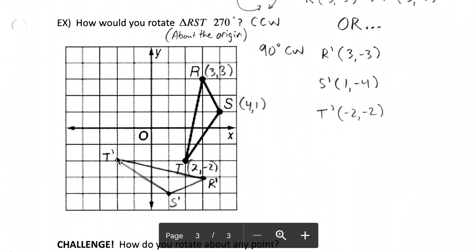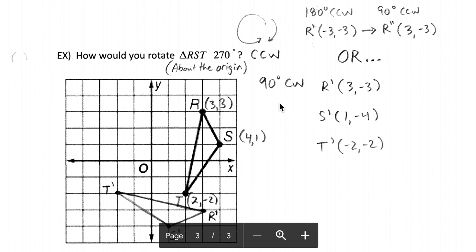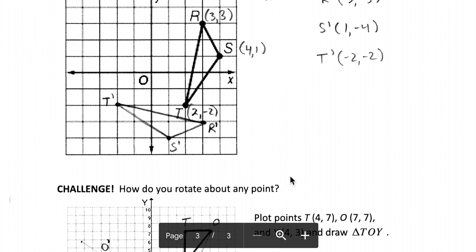And again, we can check our work. Go back to the origin from each of your T's. You should see a 90-degree angle occurring. Same thing with R, and the same thing with S. It's kind of a neat cheat there. Rather than having to do 270 degrees in intervals of 90 or 180, we can just go the opposite direction and solve the problem in 1 step.